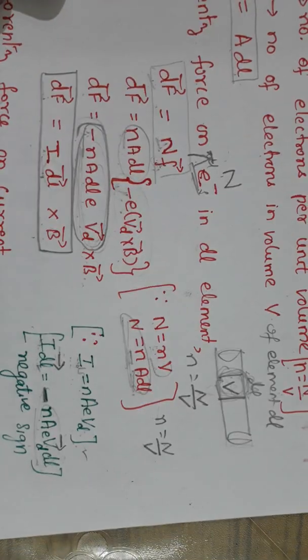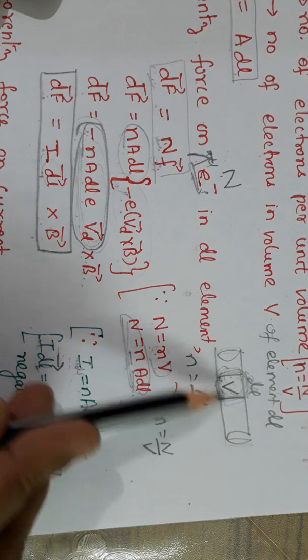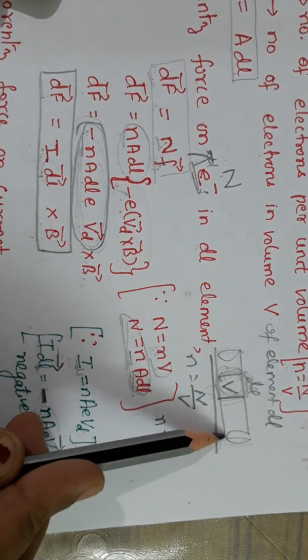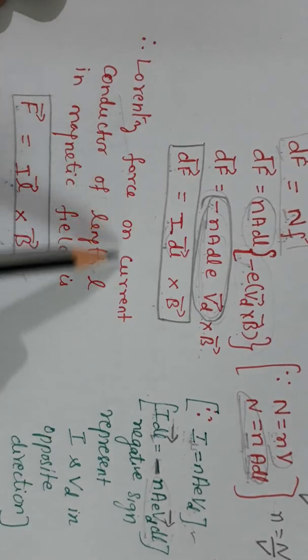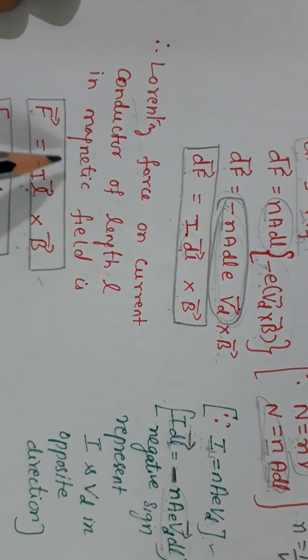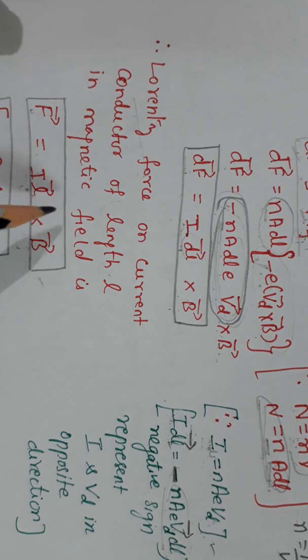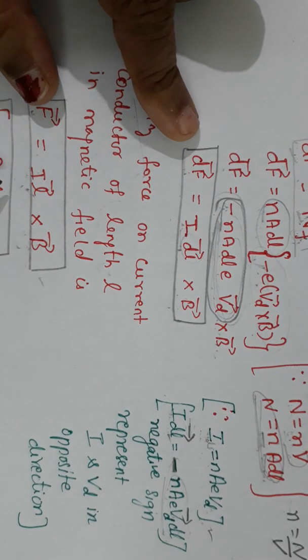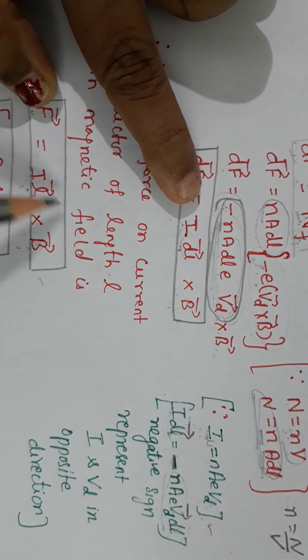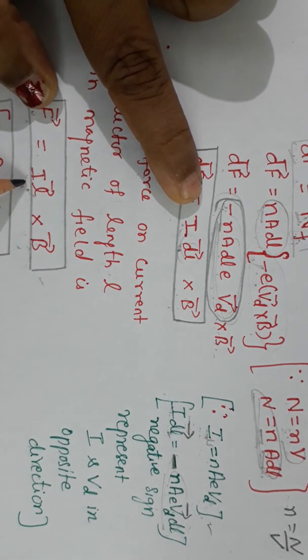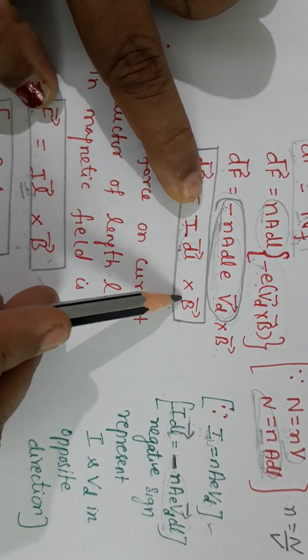So you have calculated Lorentz force only for this part. Now you are going to calculate Lorentz force for this length. Okay, for this length L you are calculating. So therefore the Lorentz force on the current conductor of length L in a magnetic field is, dF you can replace it as F vector. Okay, total Lorentz force, Idl, this is for the elementary length, this is for the full length, cross B vector. Okay, so IL cross B.